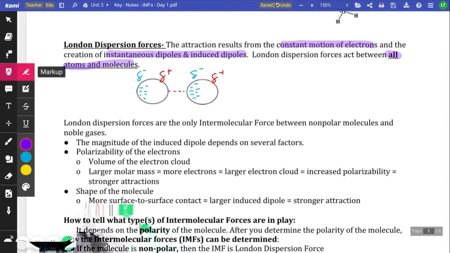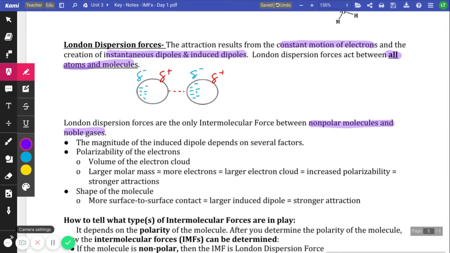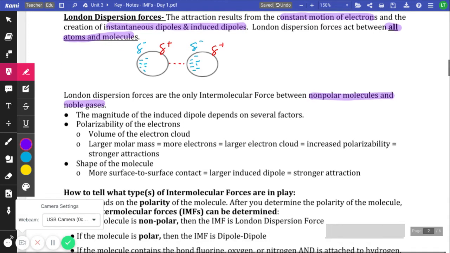Now, guys, there are a few notes that we need to make about London dispersion forces here. London dispersion forces are the only intermolecular force between nonpolar molecules and noble gases. London dispersion forces happen between all molecules, but it's important to know that they definitely are the only ones that happen between nonpolar molecules and noble gases.